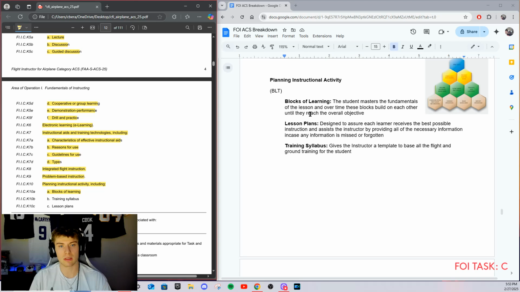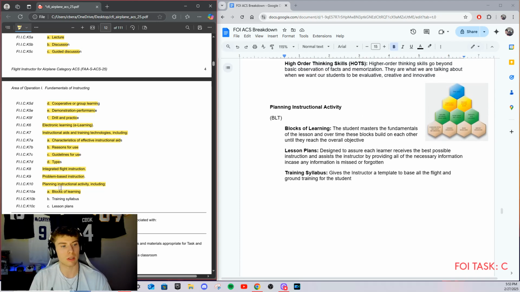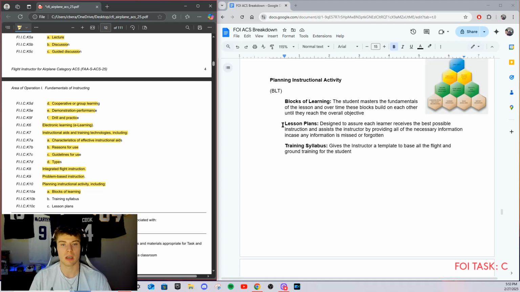And then we have the lesson plans. Oh, this one I did the BLT, so instead of BTL, just BLT, I thought it would be easier to remember. So lesson plans are designed to assure each learner receives the best possible instruction and to assist the instructor. So using those lesson plans, especially if you think it'll help that student, making sure you go over everything that you wanted to go over, because it's so easy to just forget something little.